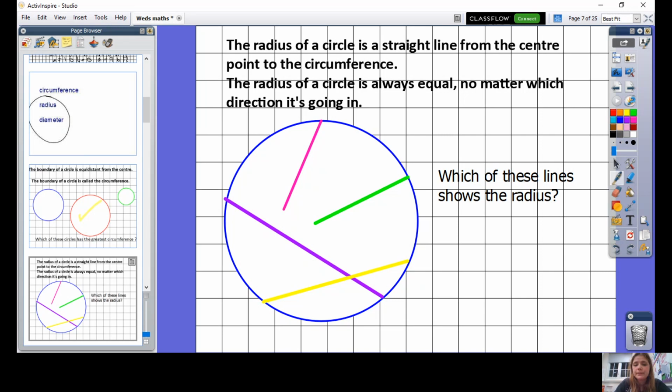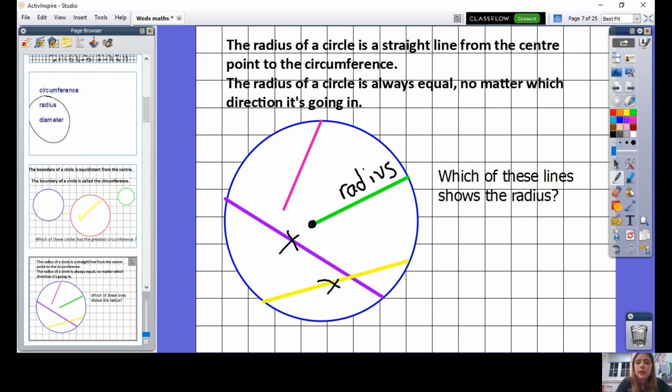Let's have a look at them then. I can see that this yellow one doesn't go through the middle of the circle. This purple one is going all the way across. My radius does not go all the way across. So I'm left between the pink and the green. The center of the circle is here. That means the green line is the radius in this circle.